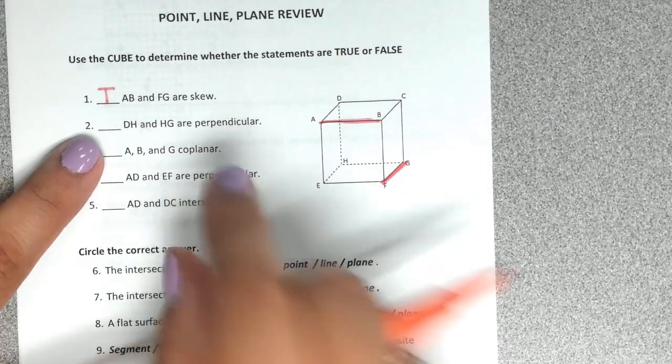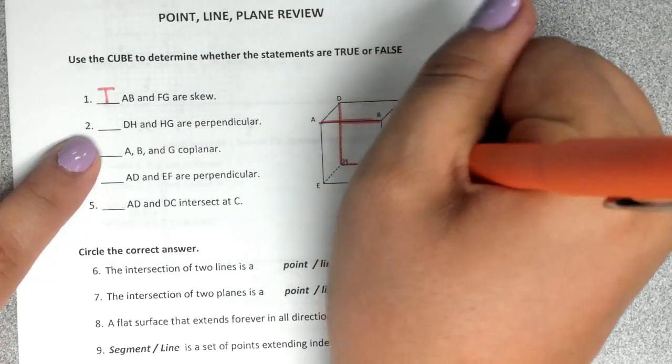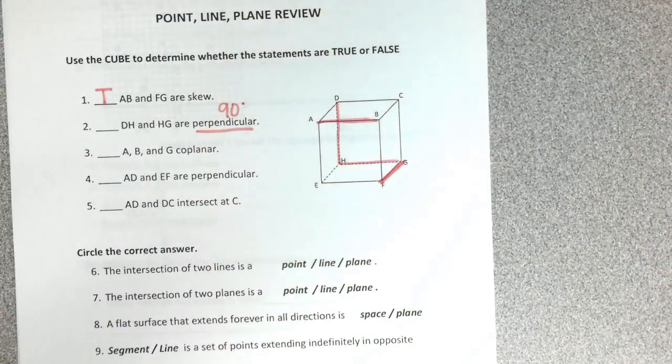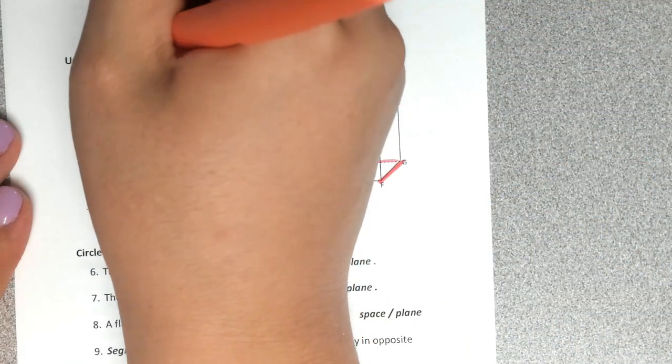All right, DH and HG. Are they perpendicular? Now, what does this word perpendicular mean? 90 degrees. And what did I say you have to have in order to think of perpendicular? Can you put your backpack down so everybody can see better? Yeah. A right angle. This does not have that. However, what does it tell us this is?